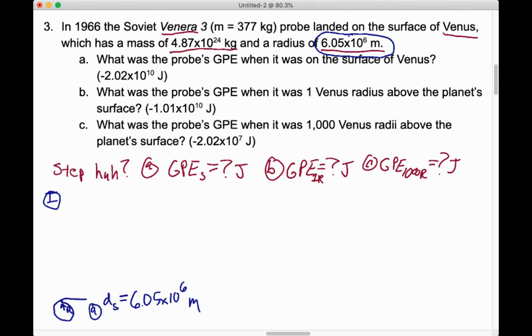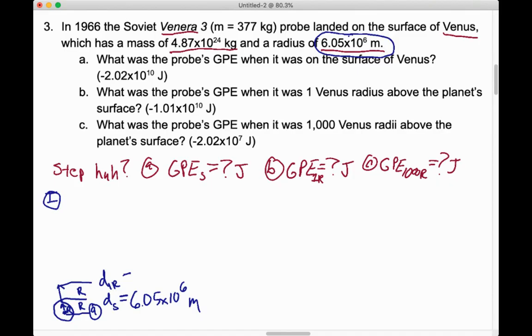Okay, part A. In part B, when the probe was landing and it was 1 Venus radius above the planet's surface, so it was right about here. It's hard to draw this very accurately. So I was calling this D1R. This is a little confusing because the key idea here is the distance you're going to use has got to be 2 times Venus's radius, because you have 1 radius from the center up to here, and then you have another radius up to here. So it should be twice the radius of Venus.